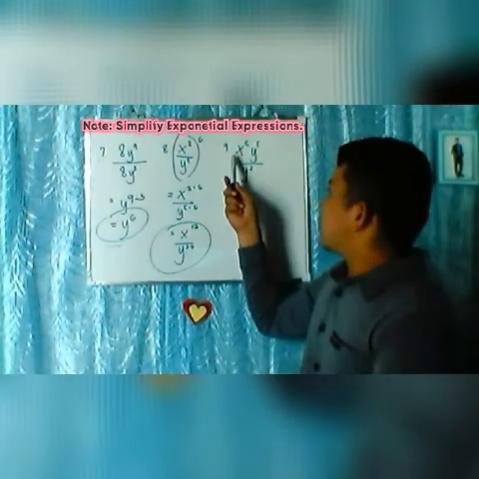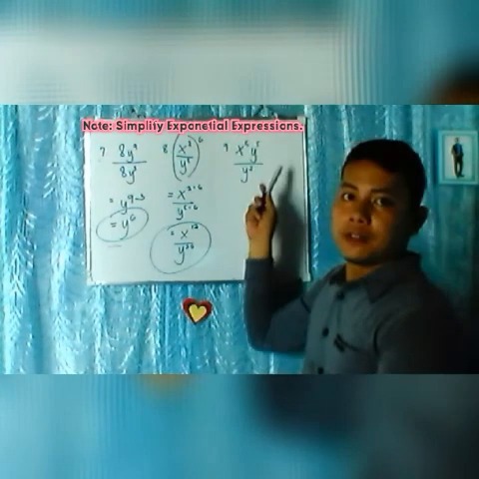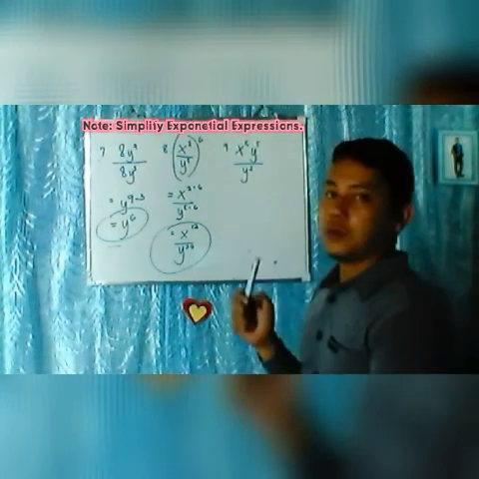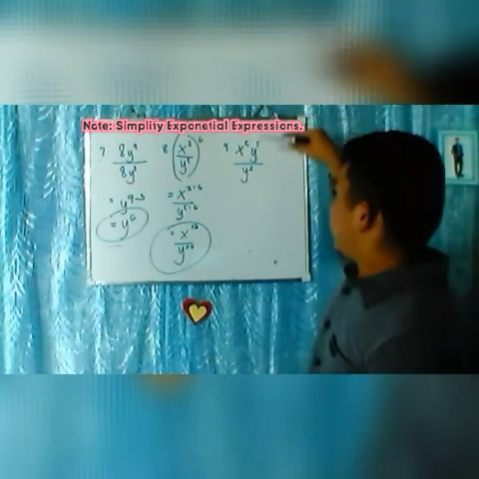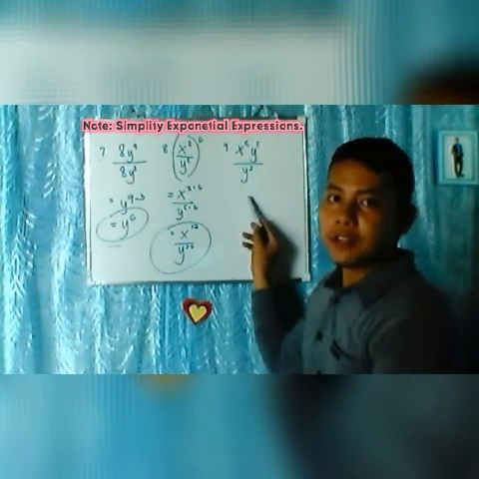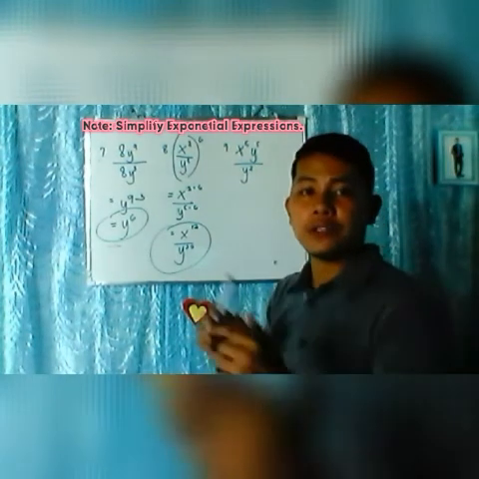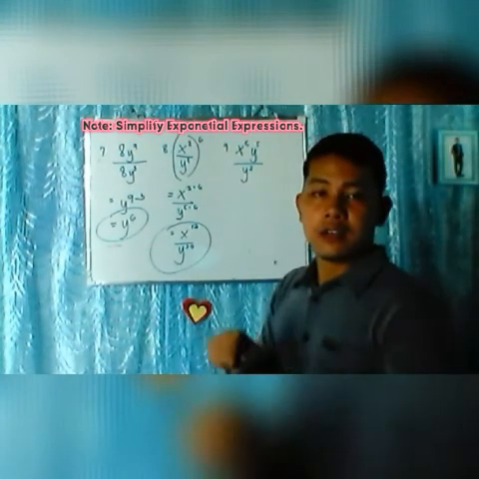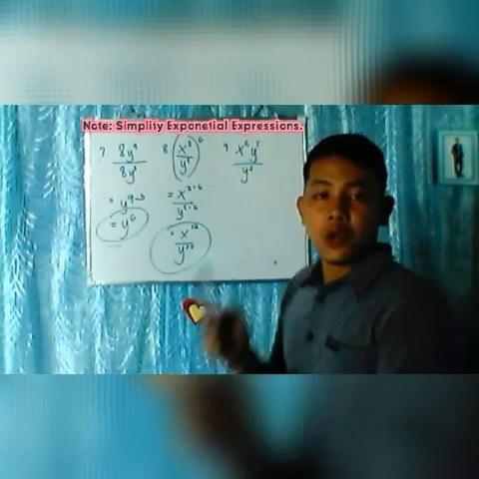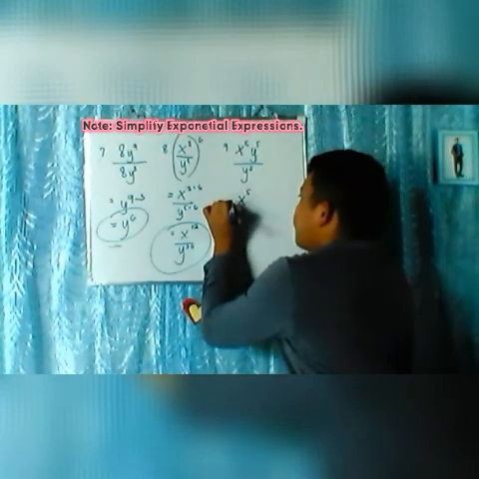Okay, for number 9: x raised to the power 5 and y raised to the power 5 over y raised to the power 2. As you have noticed, in the numerator there are two variables, x and y, while in the denominator there is only one. So simply, to not be confused, write the variable that has no pair. So x raised to the power 5.